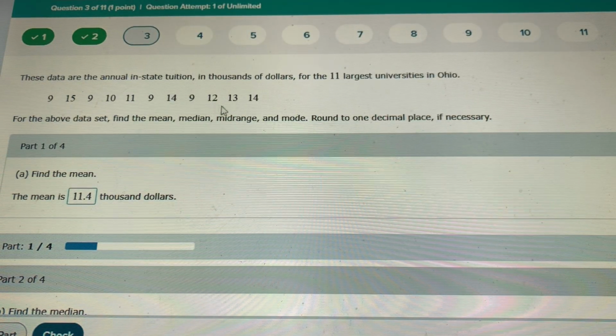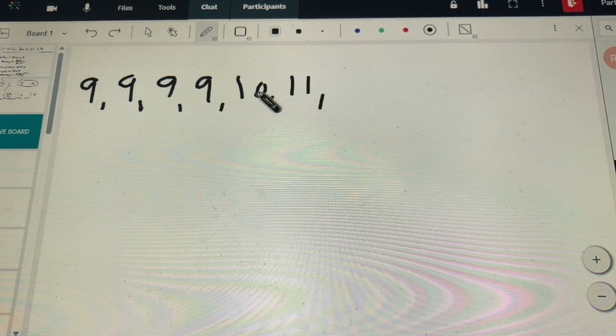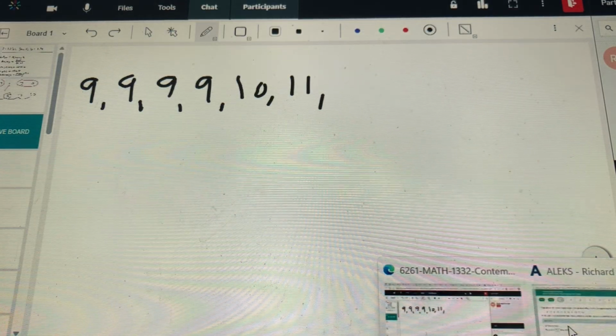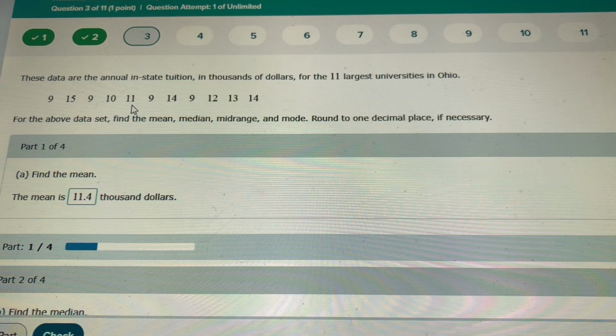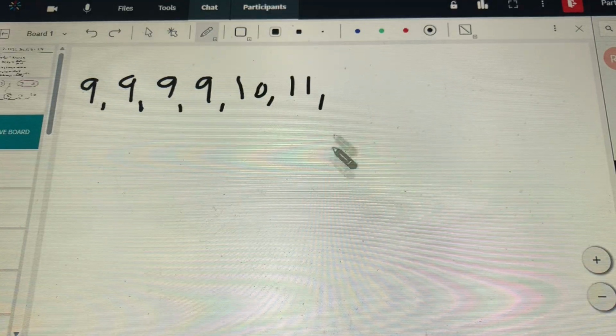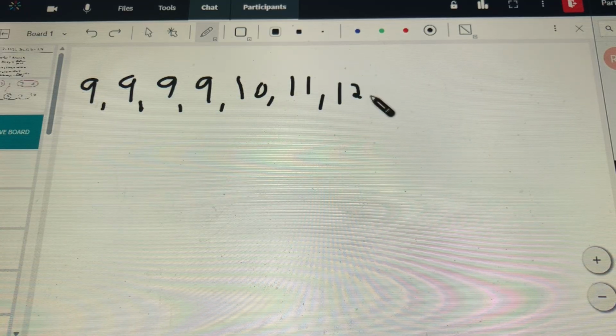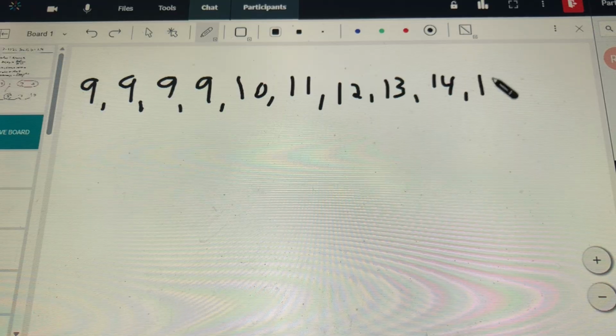Then there's a 12 and a 13. 6. Did I miss one somewhere? 9, 9, 9, 10, 11. 15, 14, 14, 12, 13. Okay, so 12 and 13. There's a couple of 14s and a 15.